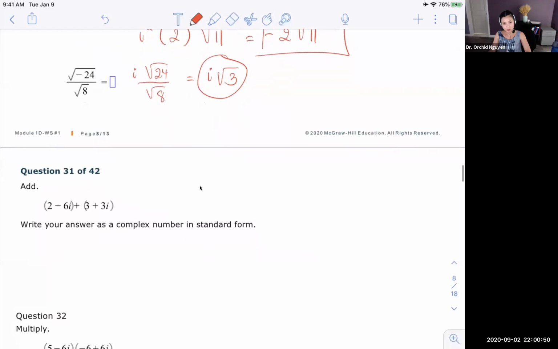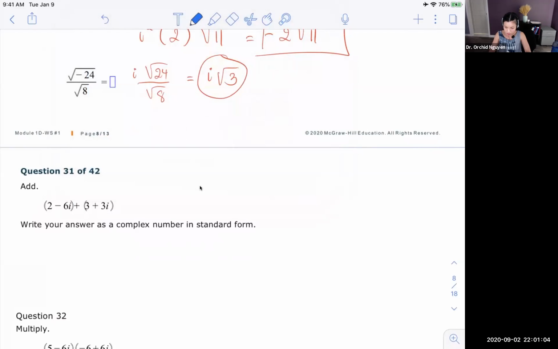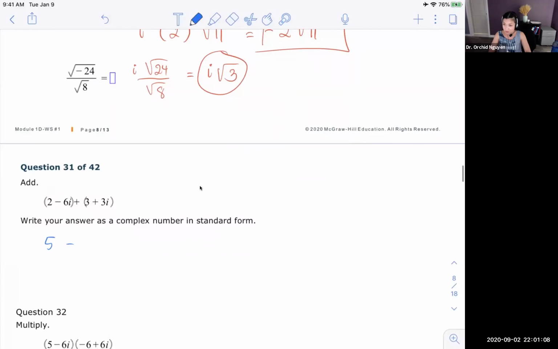Okay. All right. Adding, really simple. You take the real parts, you add them together. You take the imaginary parts, you add them together. So real in this case is 2 and 3. Imaginary is negative 6 and 3. So I take 2 plus 3 is 5. Negative 6 plus 3 is negative 3. And you put i.